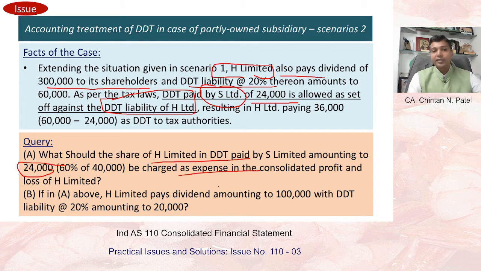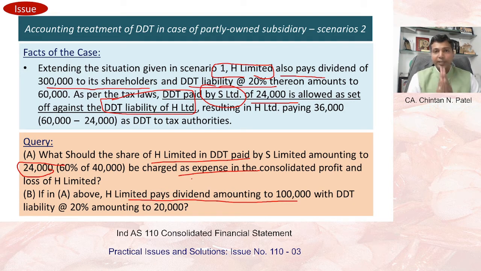And the second question is, in case H Limited pays dividend of rupees 1 lakh. So in the first situation, how much is the dividend paid? 3 lakh rupees by H Limited, and that's why the liability is how much? 60,000 rupees. In the second situation, how much is the dividend paid? 1 lakh rupees. So the liability is only 20,000 rupees.